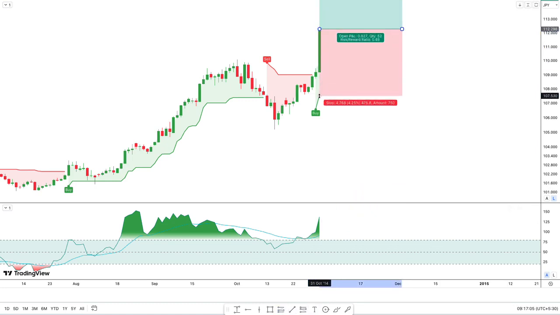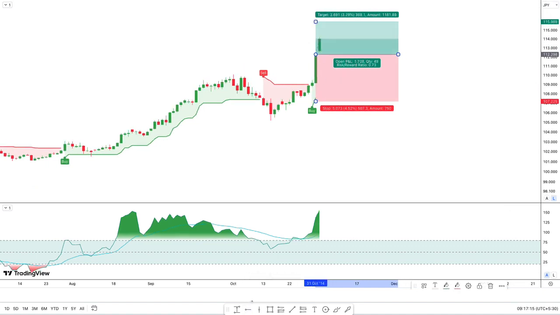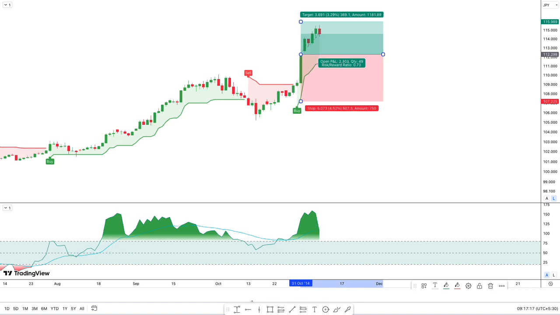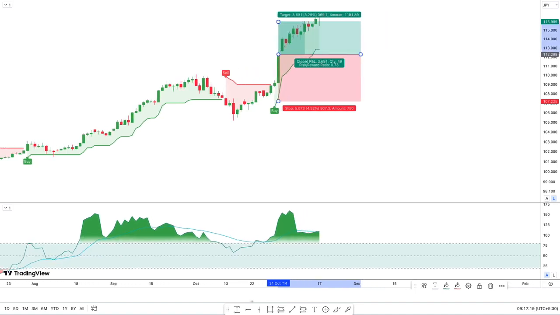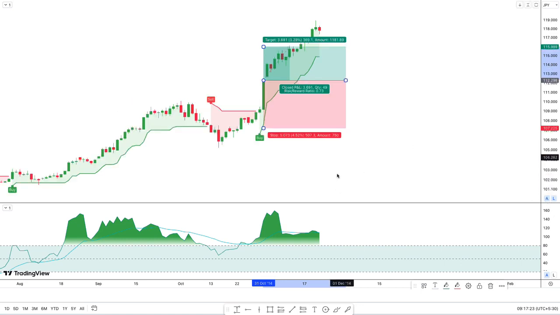To manage risk, you should set your stop loss at the green line indicated by the SuperTrend indicator. In the chart, you can observe that the market eventually touches the green line, resulting in the stop loss being triggered. However, even though the stop loss is hit, the loss incurred is minimal.